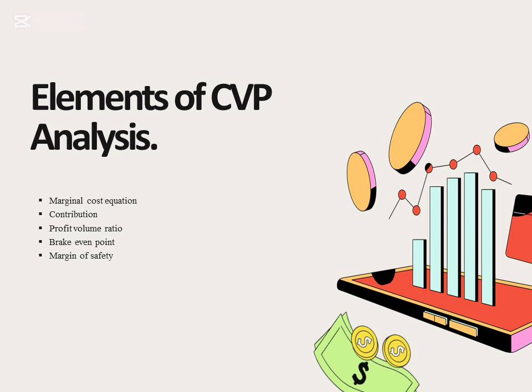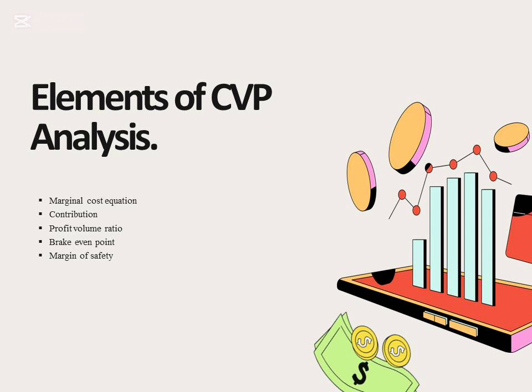Thank you. Let's talk about elements of CVP analysis. This slide introduces cost volume profit analysis, which explains how cost, sales volume and profit are related. It helps management in planning, decision making and profit forecasting. Marginal cost equation shows the relationship between sales, variable cost, fixed cost and profit. Contribution: the difference between sales and variable cost, it contributes toward fixed cost and profit.